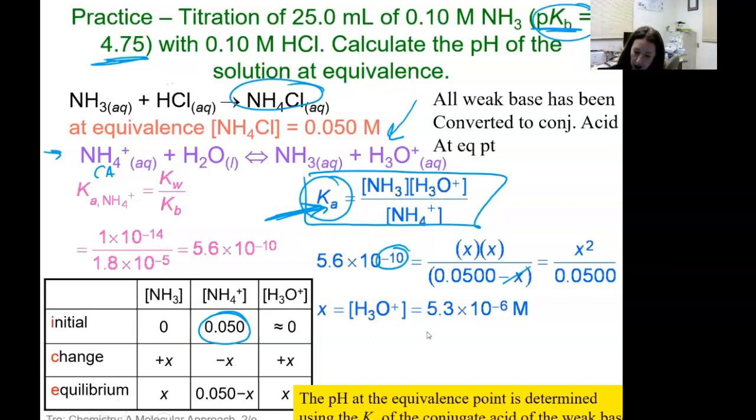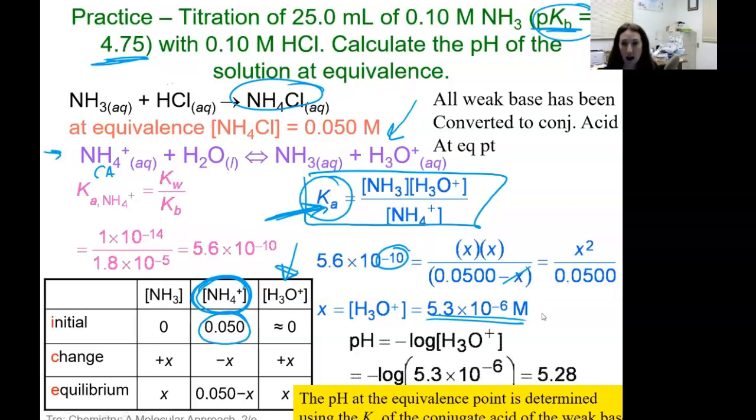So then when we get our X, knowing that this here is a conjugate acid and that this is a weak acid ice table, that means our X is our H3O plus, so we can just take the negative log of it and be done.